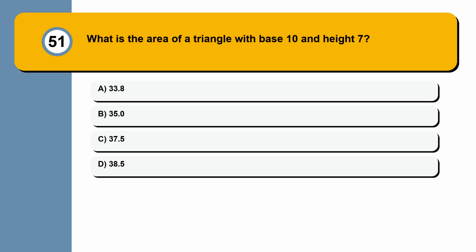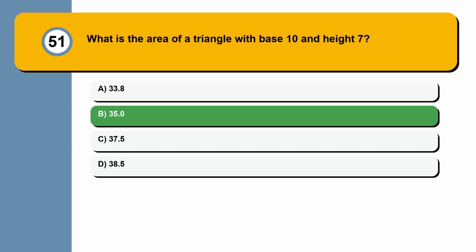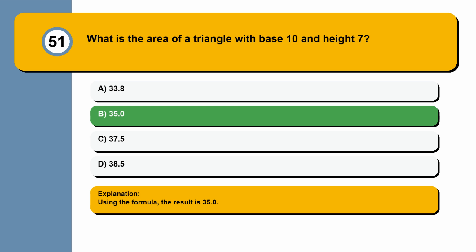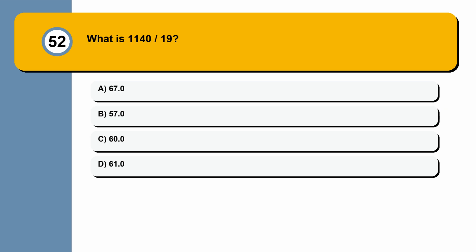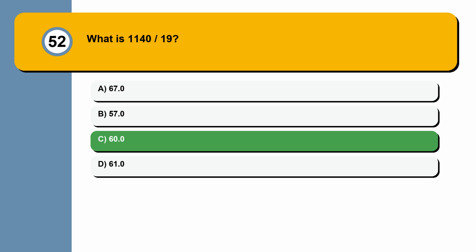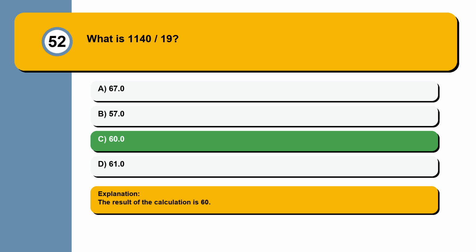Question 51. What is the area of a triangle with base 10 and height 7? 33.8, 35.0, 37.5, 38.5. Using the formula, the result is 35.0. Question 52. What is 1140/19? 67.0, 57.0, 60.0, 61.0. The result of the calculation is 60.